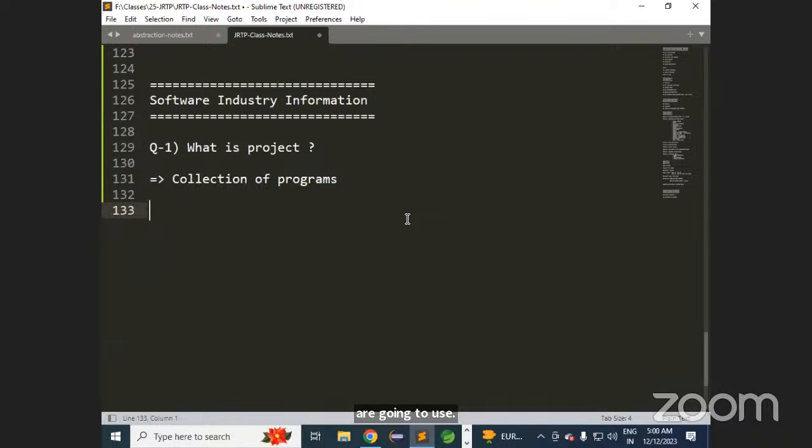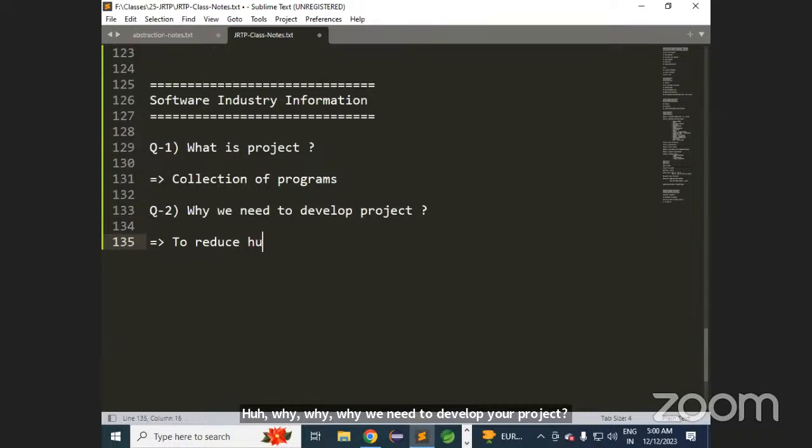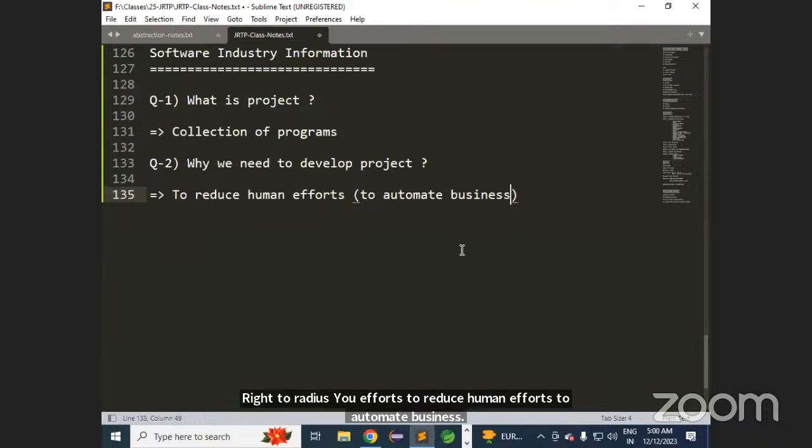Project is nothing but a collection of programs. Why do we need to develop a project, guys? To reduce human efforts, to automate business. To automate our business or to reduce human efforts, we are going to develop a project.